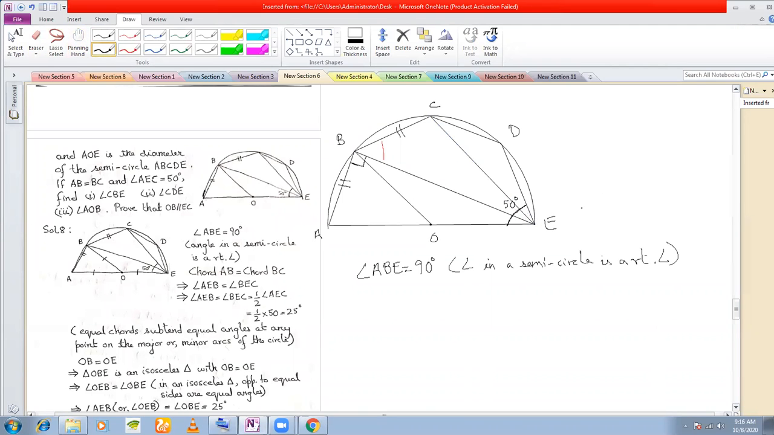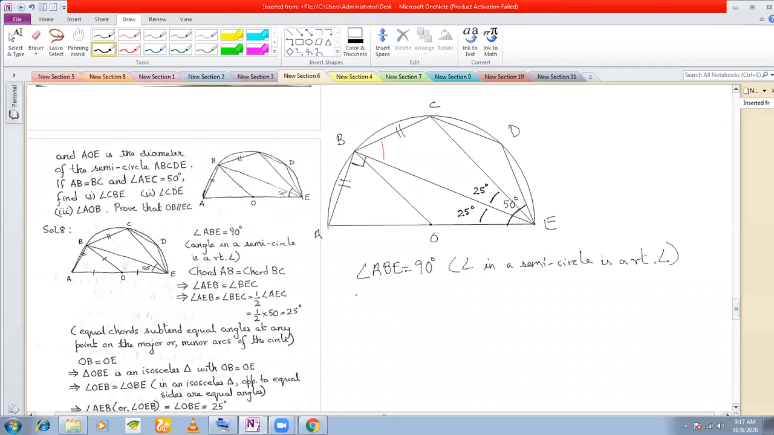So what you see here is that chord AB is equal to chord BC, right? If chord AB is equal to chord BC, they must subtend equal angles on the circumference also. I already told you that if two chords are equal, then they must subtend equal angles at the center, and if they subtend equal angles at the center, they must subtend equal angles at the circumference also. That means this angle must be equal to this angle, so this is 25 degrees and this is 25 degrees.